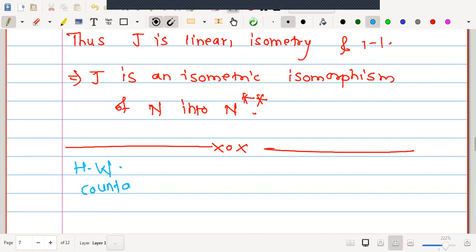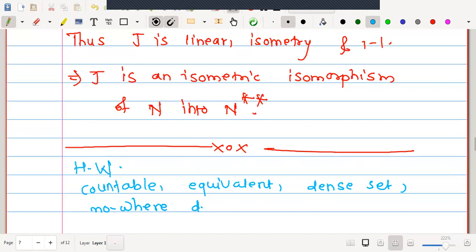First, find out what countable sets are, then you can go for equivalence also. Find out what a dense set is, nowhere dense, closure, and some related definitions. Just have a look at these basic definitions. Then only you will understand the next lecture on separable sets.